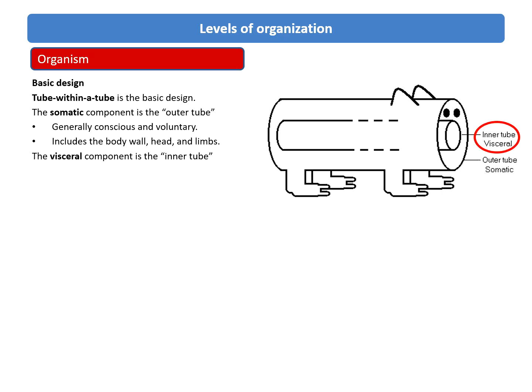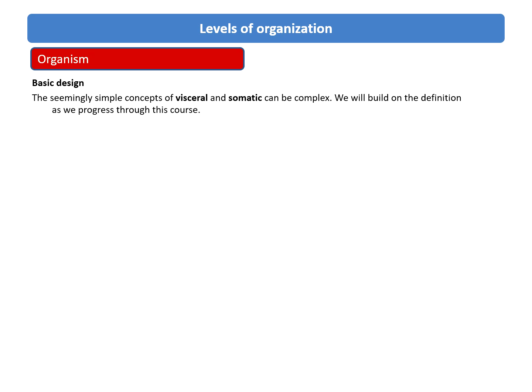The visceral component is the inner tube. And of course, it doesn't look quite like a simple outer and inner tube. Generally, the visceral component deals with unconscious and involuntary activities. It includes the internal organs of the body. The seemingly simple concepts of visceral and somatic actually are very complex. And as I mentioned, we'll build on them as we progress through the course.